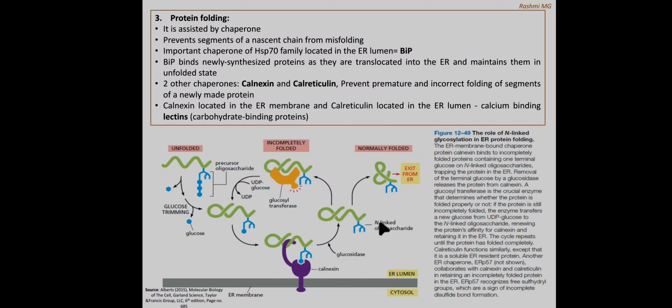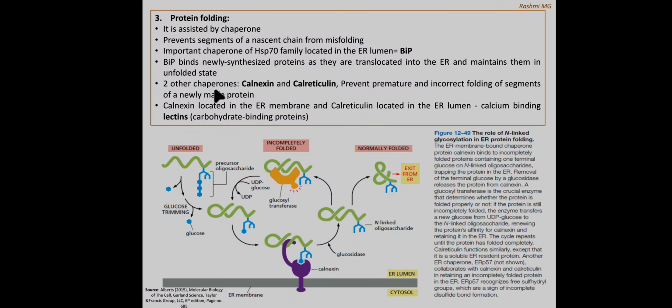If it is not folded correctly, it again goes back to the cycle of glucose. So there will be addition of one monosaccharide here. With the help of glucosyl transferase, there is addition of glucose again, so that it can get correctly folded. If it is correctly folded, then it comes to the binding of calnexin.